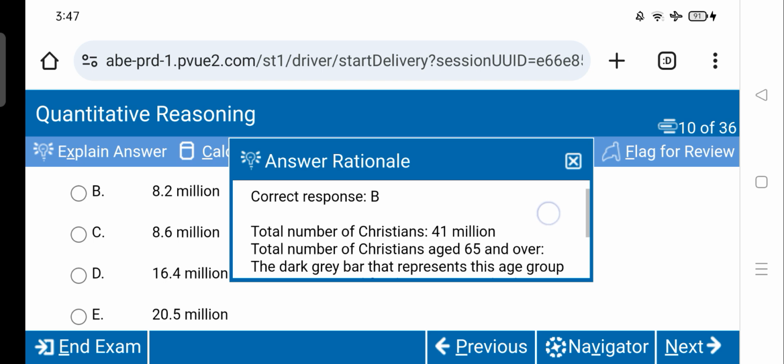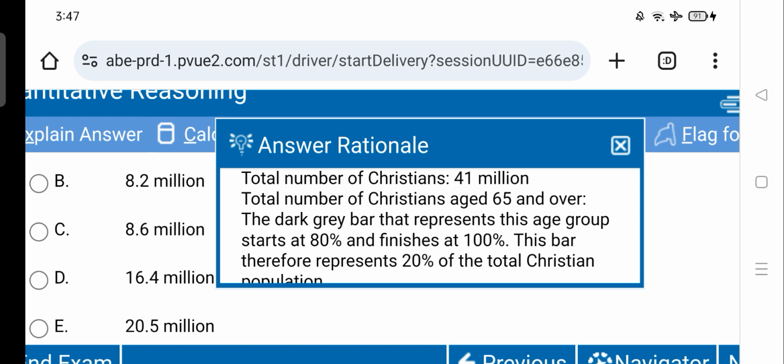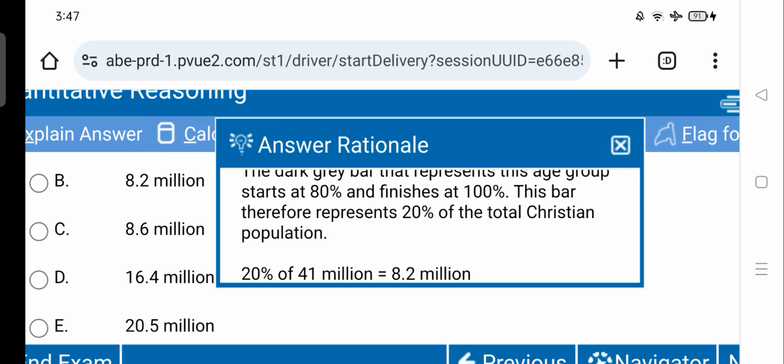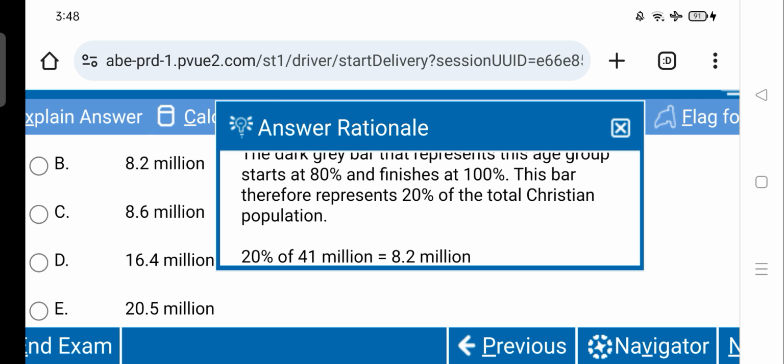So here the correct response is option B, as the total number of Christians is 41 million. Total number of Christians aged 65 and over: the dark gray bar that represents this age group starts at 80% and finishes at 100%. This bar therefore represents 20% of the total Christian population. So 20% of 41 million equals 8.2 million.